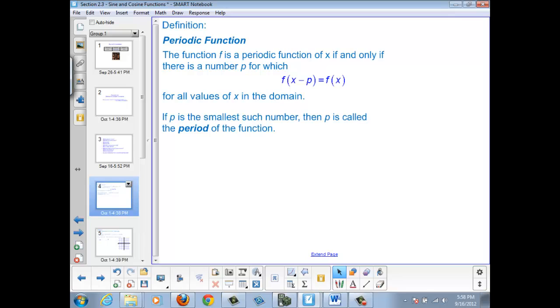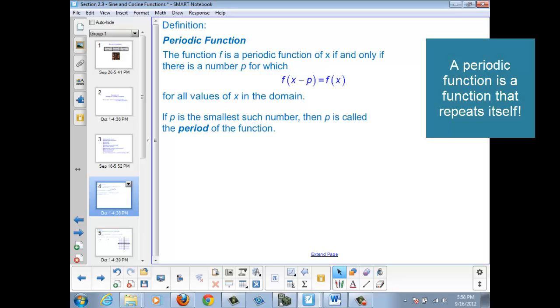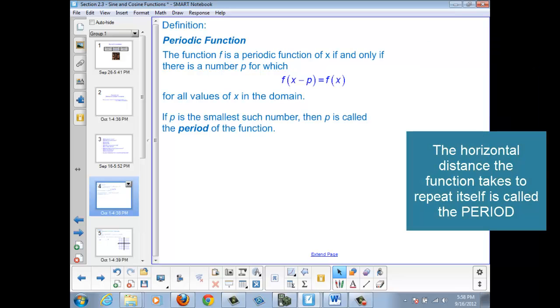Alright, so let's talk about periodic functions. Here's the definition. The function f is a periodic function of x if and only if there is a number p for which f of x minus p equals f of x for all values of x in the domain. What that basically says is that our function repeats itself over a certain measurable distance. That smallest measurable distance that causes repetition is what we call the period of the function.